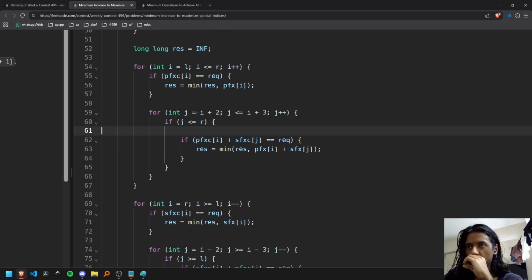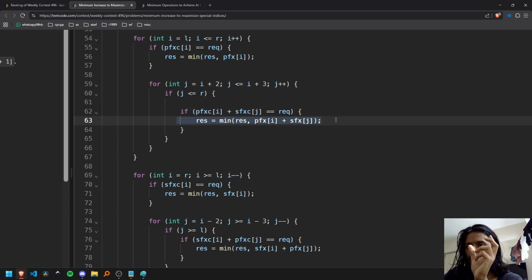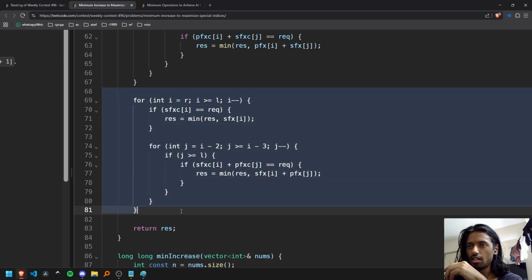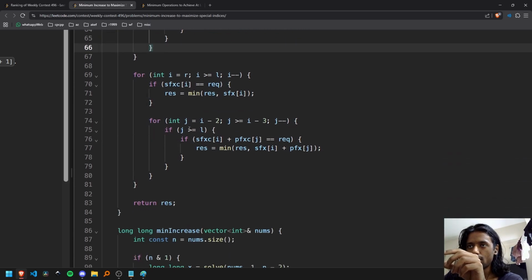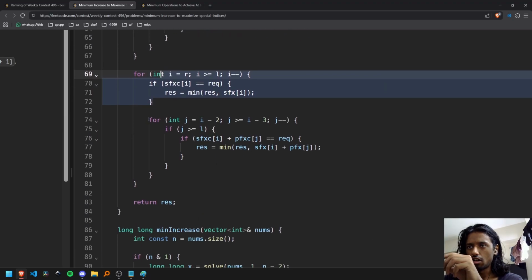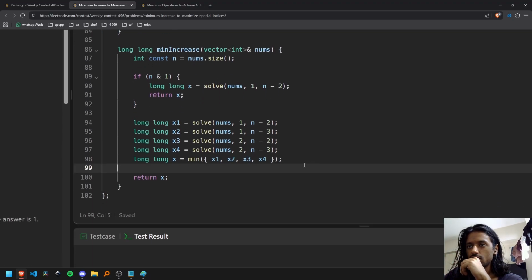Else I'm doing this: my j, the next, is either I plus 2 or I plus 3, and if it is within the range, then I'm just doing this. Prefix count I plus suffix count j should be equal to my required, and then I'm minimizing with respect to the values. Now similarly, I'm doing the same thing just for when I'm making I the suffix. Here I is my main controller. The same single check. This one is not required, but still. Now j can be either I minus 2 or I minus 3, and then the same thing.